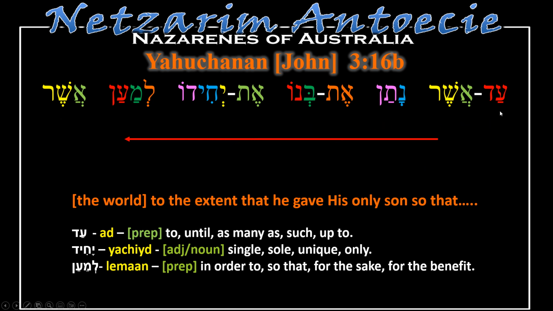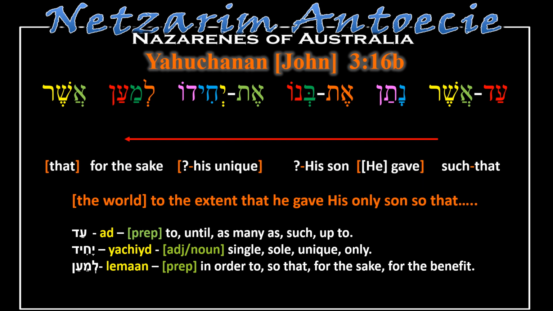And now we can read that. Ad asher natan et beno et yechido lema'an asher. Such that he gave, grammar marker, his son, grammar marker, his unique son, that is, for the sake that.